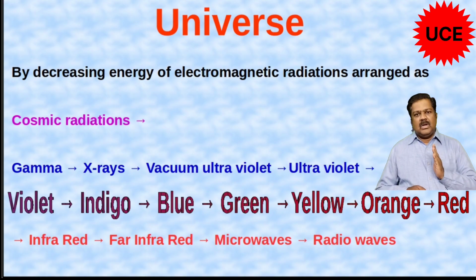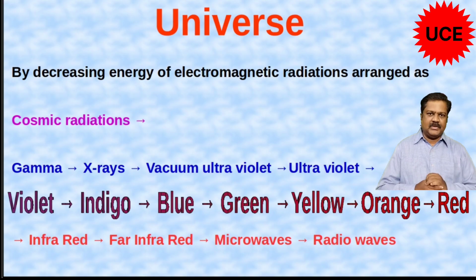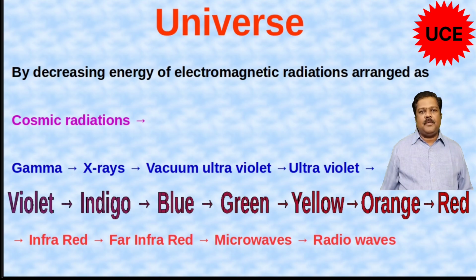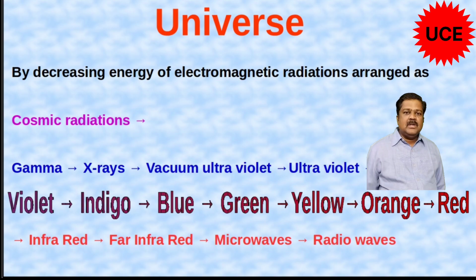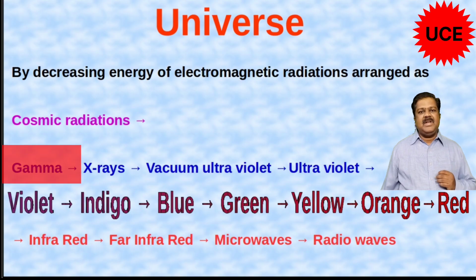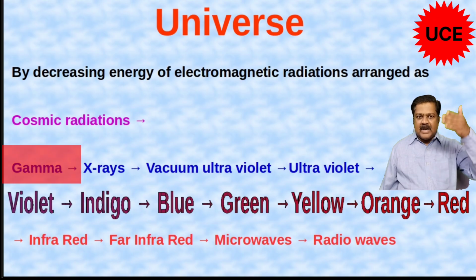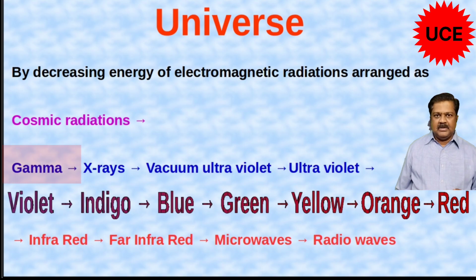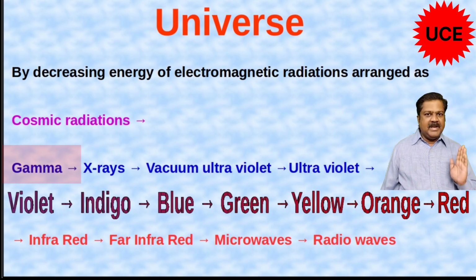The highest energy radiation is supposed to be cosmic radiation. But not much research is available about cosmic radiations, and many doubts are there. So I am not considering cosmic radiation right now. If you eliminate cosmic radiation, then among the known radiations, gamma rays have the highest energy. So we are starting our chart with gamma radiation. Gamma rays have the highest energy, then X-rays.